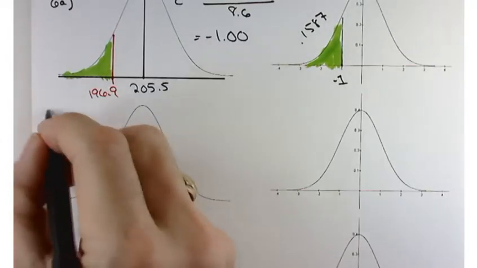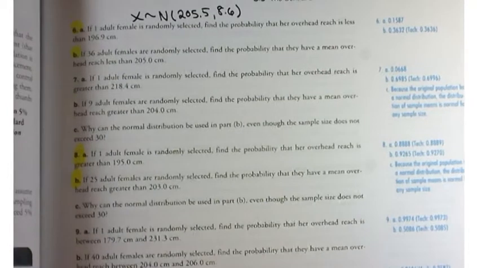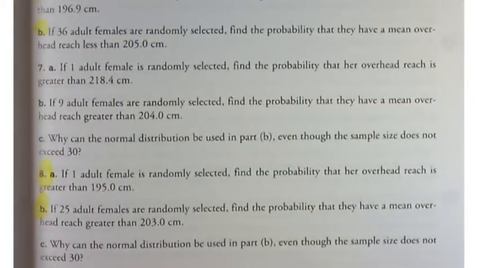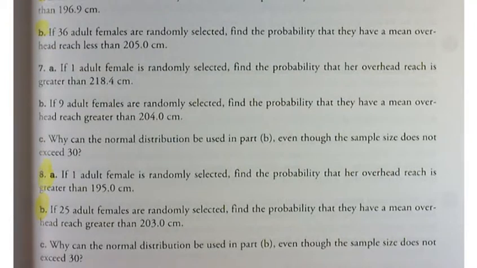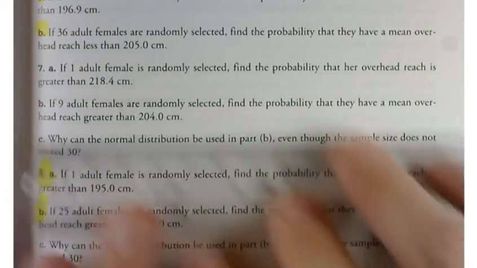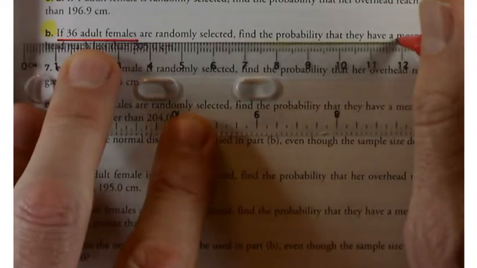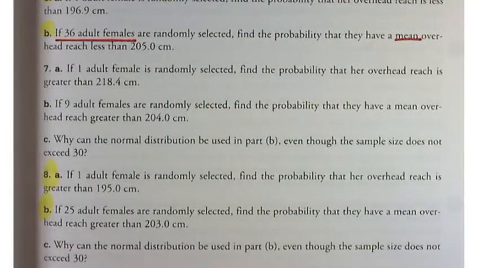Let's try the second part. 6b. So part B says, if 36 adult females are randomly selected, find the probability that they have a mean overhead reach less than 205.5 centimeters. So the important difference here is that now we're talking about the distribution of the sample mean. What I want to highlight for you is that right here. That we're dealing with a sample of 36 adult females, and we want to find the probability that they have a mean overhead reach less than 205.0 centimeters.